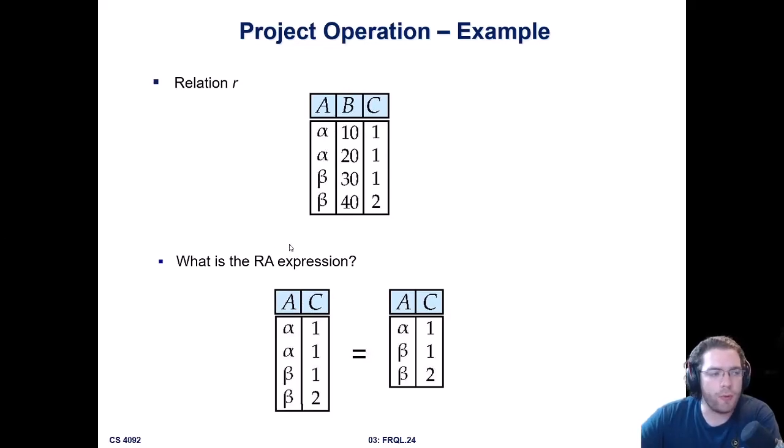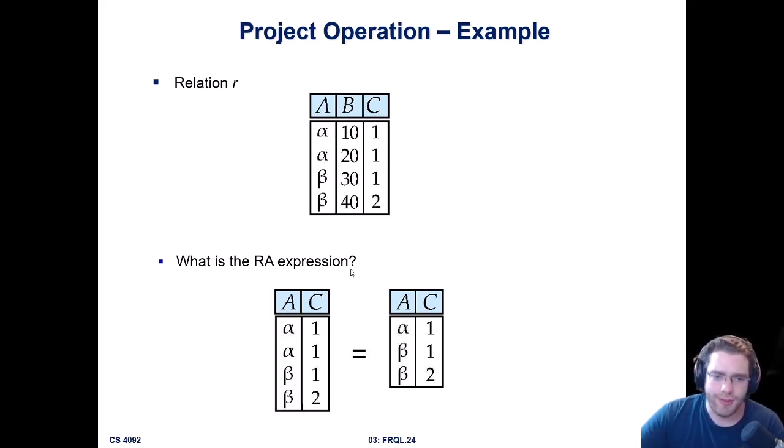Great. So that was kind of our select operation. Now we're looking at our project operation, which is our second unary operator. So it's operating on a single relation. Our relation R here is provided with a table R with three attributes A, B, C: alpha, beta, 10 up to 40, 1, 1, 1, 2.